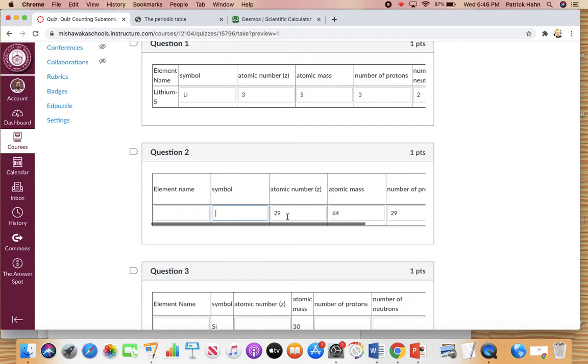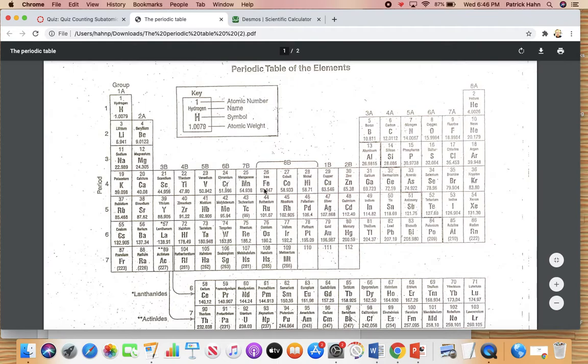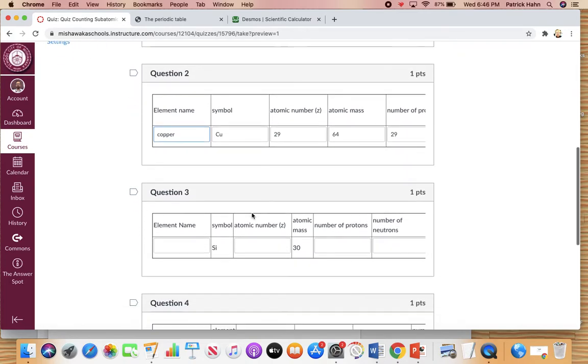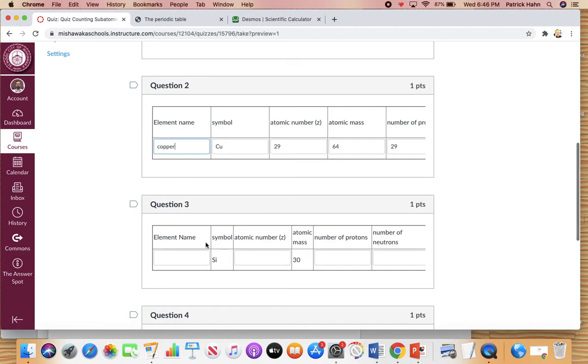And now I'm going to look up on the periodic table atomic number 29. So atomic number 29 right here is Cu, which is copper. Okay, so that's a capital C, lowercase u, and copper is the name of the element. Okay.